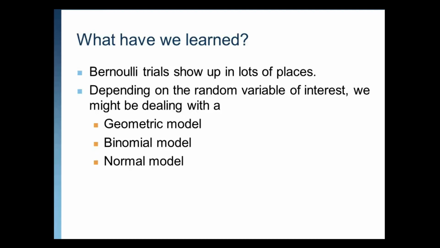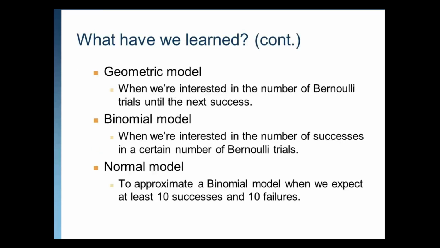So what have we learned? Bernoulli trials show up in a lot of places. In essence they're a probability, and depending on the random variable of interest, we might be dealing with a geometric model, which would be finding our first success, a binomial model, finding the number of successes out of a fixed number of trials, or a normal model, which is an approximation of a discrete random variable using a continuous situation. So we have learned about geometric models when we're interested in the first success, binomial models, like I said, when we're looking for a number of successes out of n trials, and the normal model, which must meet the success-failure condition.